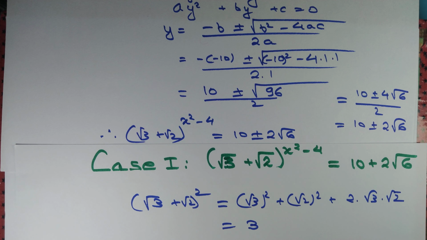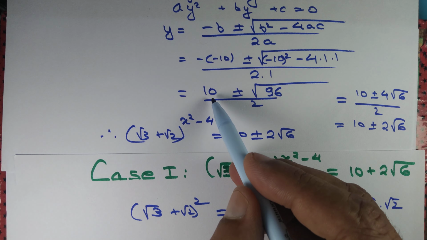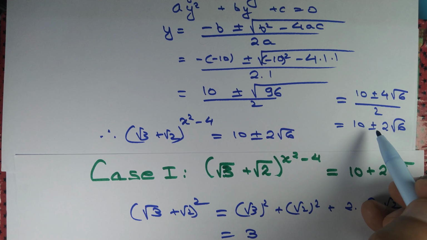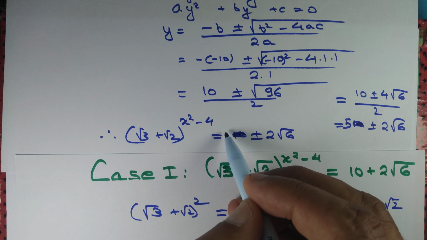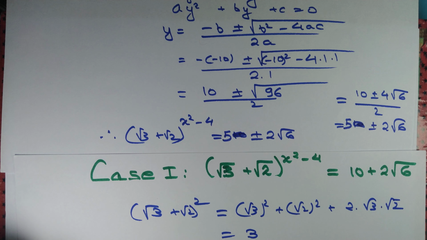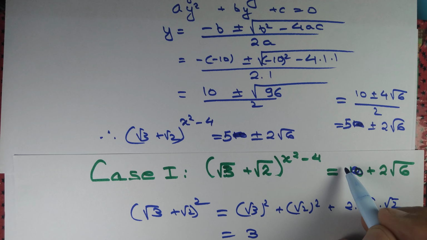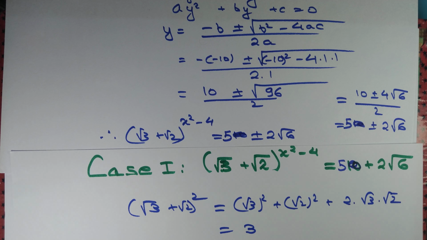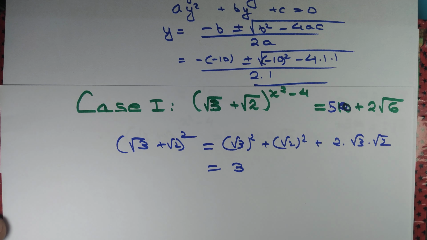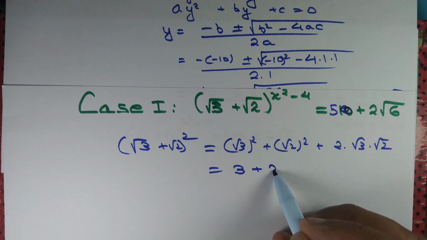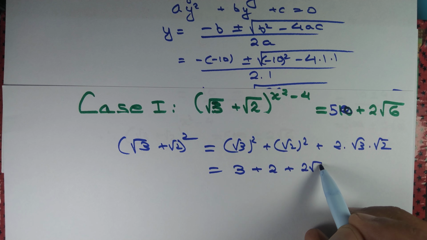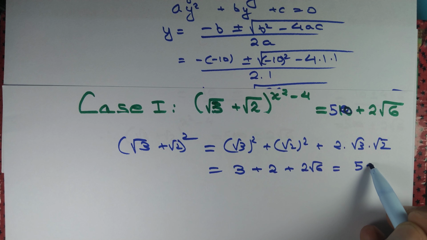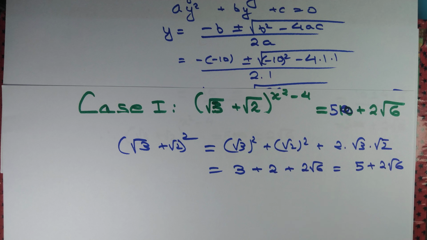Oh, I made mistake earlier. We are cancelling 2 out. So 2 into 5. So this is 5. And this is also 5. So this is 5 plus minus 2 into root 6. This is also 5 plus 2 root 6. So root 3 square is 3, root 2 square is 2, and root 3 into root 2 is root 6, so 2 root 6. So that's exactly equal to 5 plus 2 root 6.